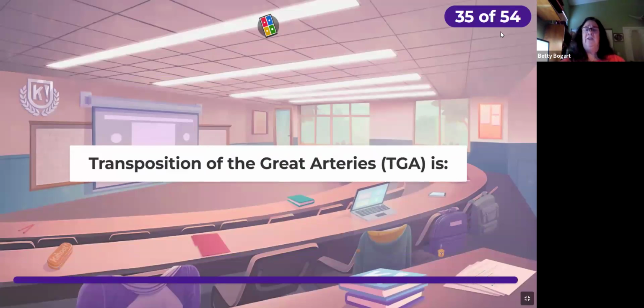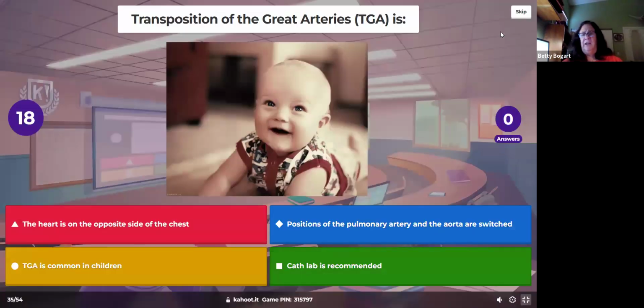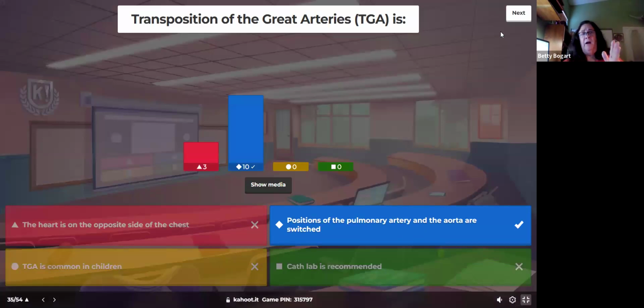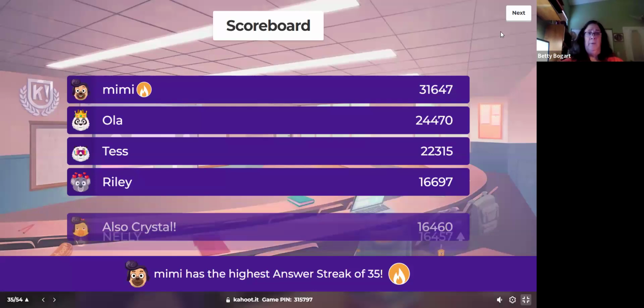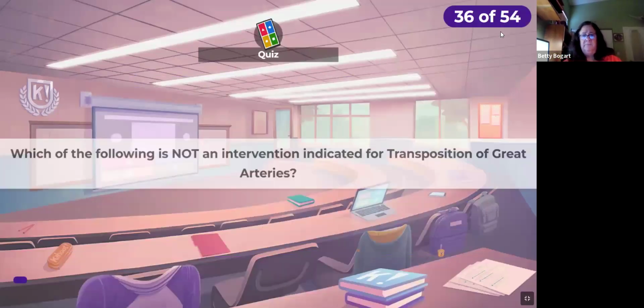Transposition of the great arteries. TGA is what? What does it mean? Transposition of the great arteries. What are the great arteries in a heart? That's the answer. So the pulmonary artery and the aorta are switched. This is the one where you have the pulmonary circulation and systemic now, and they're not mixed. This is the one that needs the oxygen giver, that needs that patent ductus arteriosus, and we need to give some prostaglandins. Keep it open, because mommy's gone now.